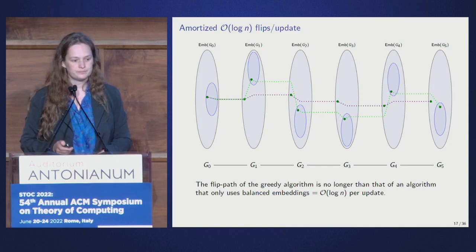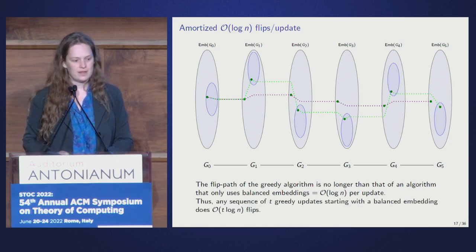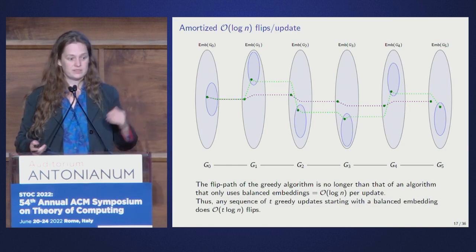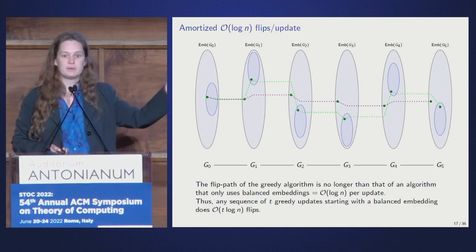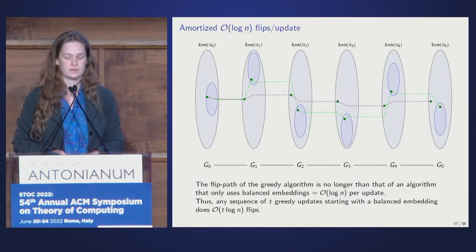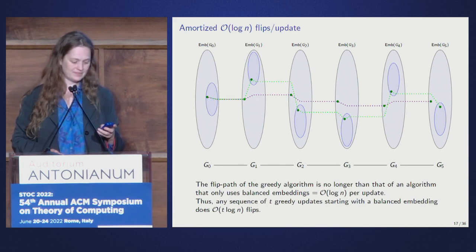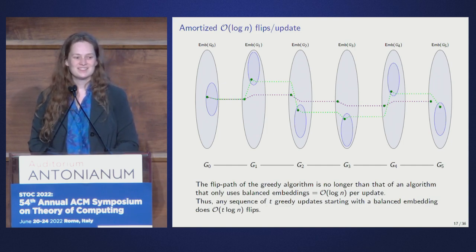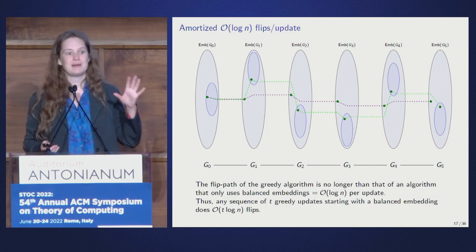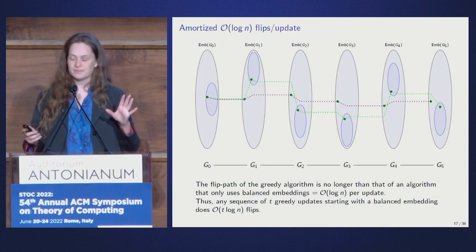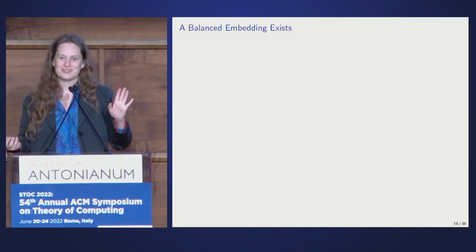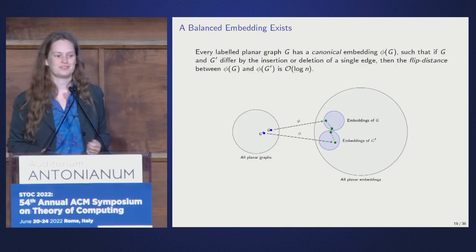So any sequence of T greedy updates that starts in a balanced embedding does T log n many flips, simply because of this distance argument. Okay, so I have six minutes left to talk a bit about why these balanced embeddings indeed exist. I always thought they were interesting, but now we really feel like we can use them for something algorithmic.